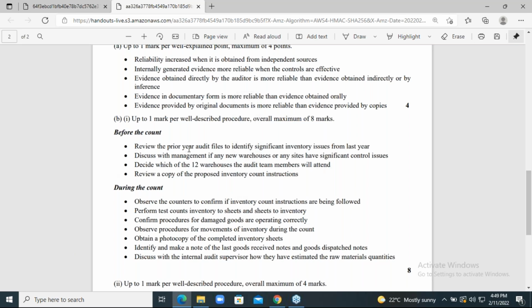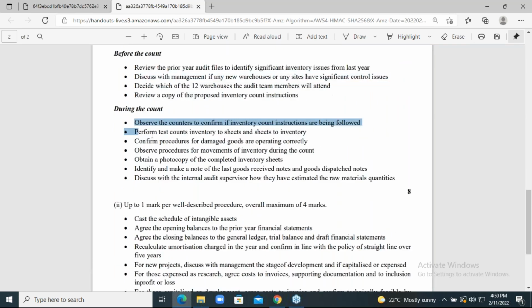Then review the prior year audit files to identify significant inventory issues from last year. You can see this is a generic procedure. This is copy pasted. There is nothing changed according to the data. So this is how you are going to tackle it. You can see all these procedures are generic.